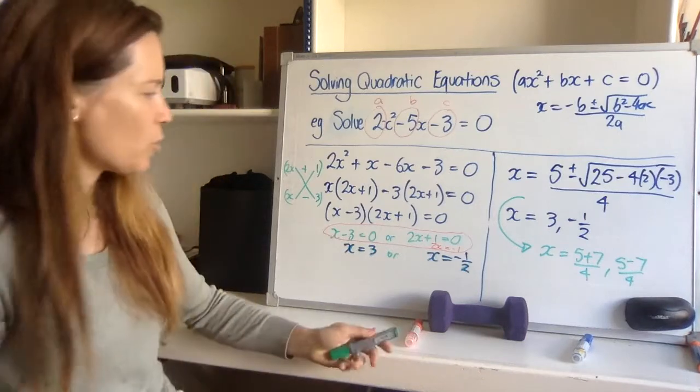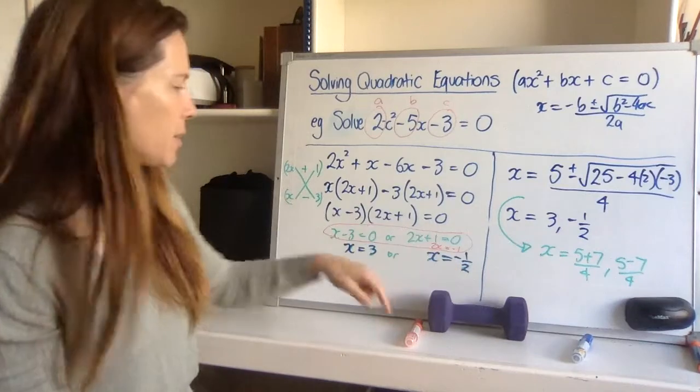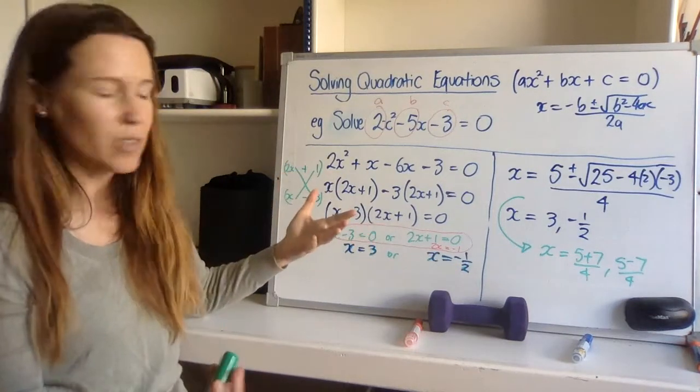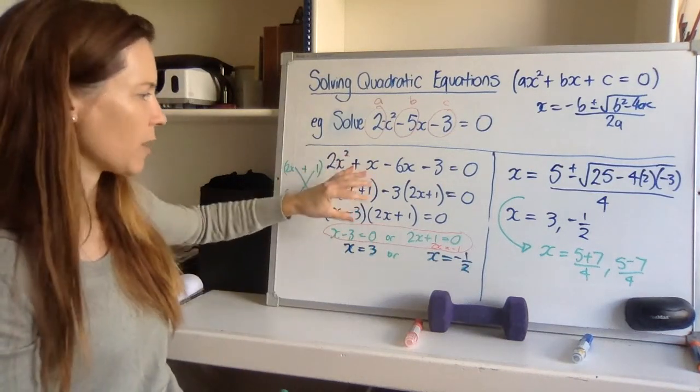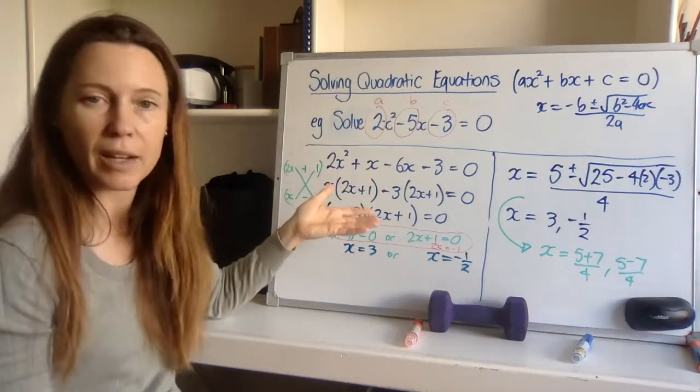Okay, so which was easier here? Well, some people would argue that this is quicker and easier than this. Again, it depends on what your method is for factorising. And some are quick and easy to factorise, like this was. Some are harder to factorise.